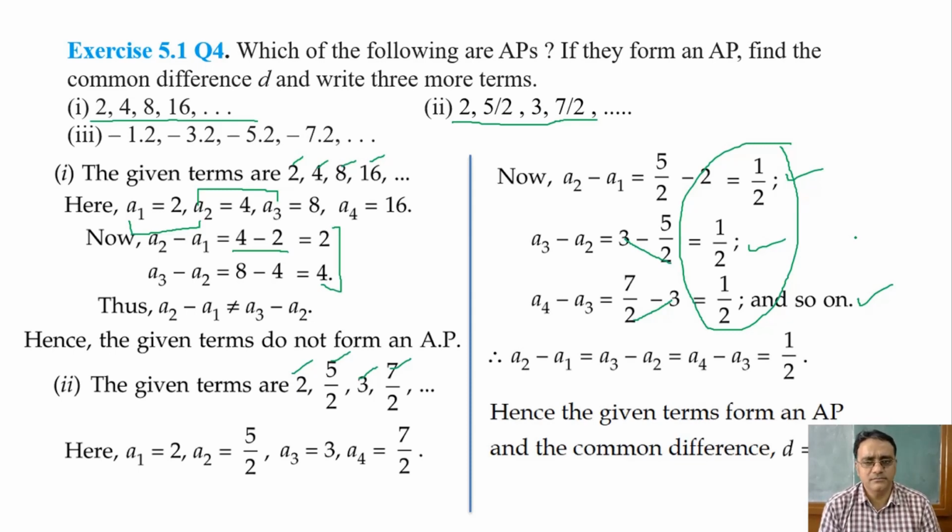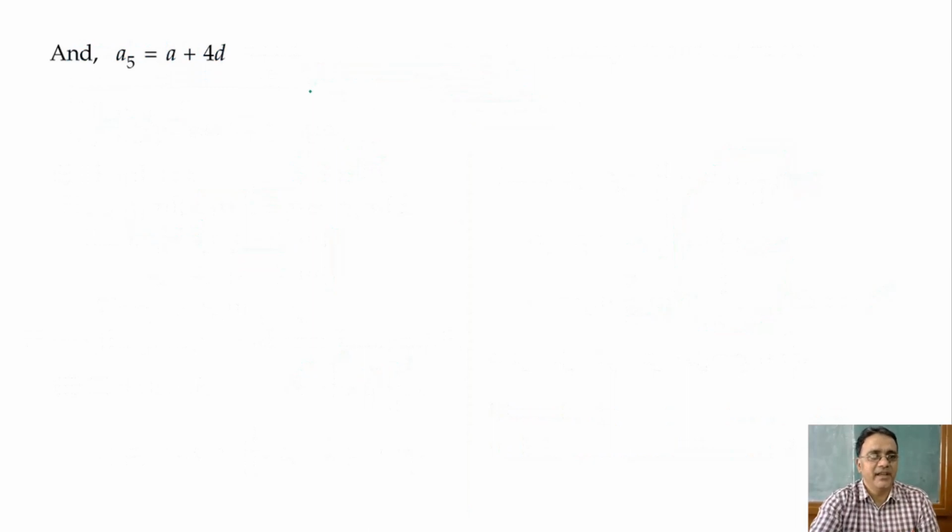Any doubt? No, sir. Okay, now what do we have to do? We have to find 3 more terms. So let us find the 3 more terms. A5. A5 कैसे लिख सकते हैं हम लोग? A plus 4D और दूसरा तरीका क्या है? A4 plus D. Right? A4 plus D.